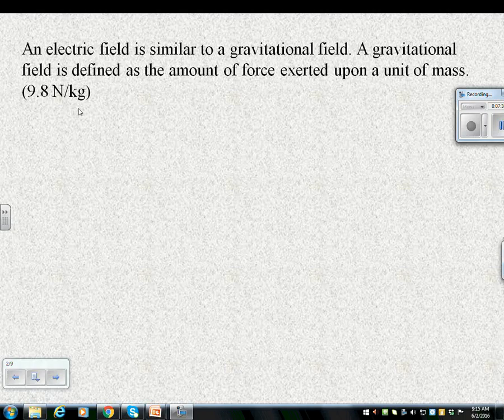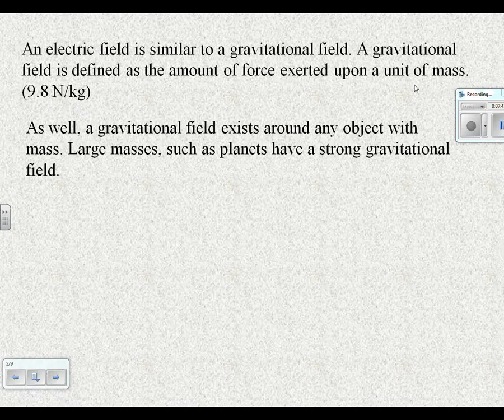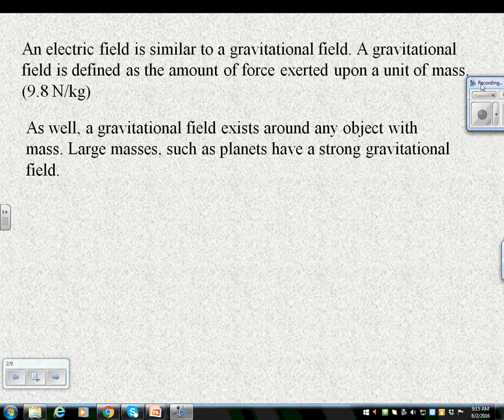Are the electric charges of objects constant? No, they're not. So electric fields are different. That's one other way that they are different, is that they differ dependent upon the charge. Okay, so I'm sort of showing you the similarities between gravitational fields and electric fields. While a gravitational field exists on any object with mass, large masses such as planets have strong gravitational fields. I think you know that already. I'm just sort of showing you the similarities again between gravitational fields and electric fields and the differences.